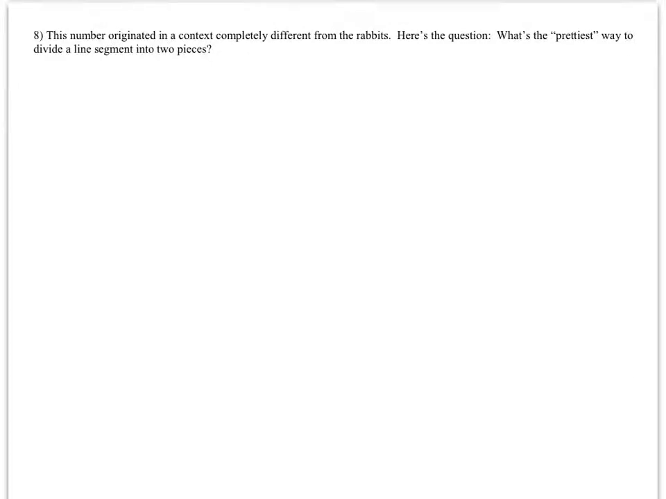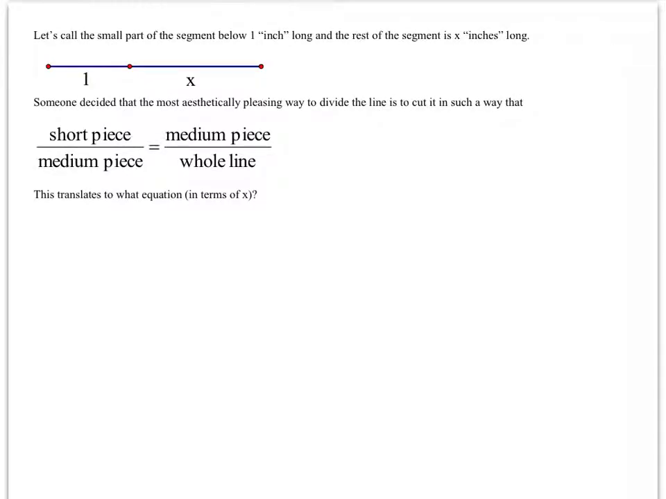So this number phi originated in a context completely different from the rabbits or the bees. And the question it originated from was, what is the, quote, prettiest way to divide a line segment into two pieces? So here's a line segment. We've divided it into two pieces. We're going to call the small part 1 and the rest of the segment x.